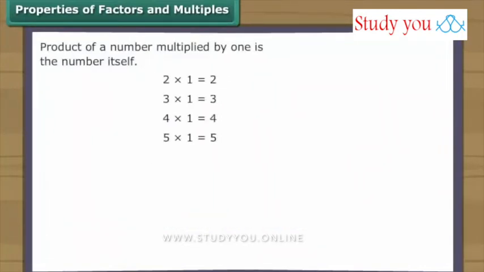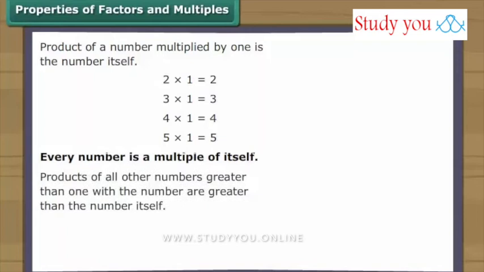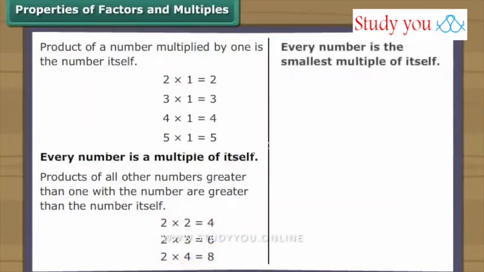Product of a number multiplied by 1 is the number itself. For example, 2 into 1 is equal to 2, 3 into 1 is equal to 3, 4 into 1 is equal to 4, 5 into 1 is equal to 5. Therefore, every number is a multiple of itself. Products of all other numbers greater than 1 with the number are greater than the number itself. For example, 2 into 2 is equal to 4, 2 into 3 is equal to 6, 2 into 4 is equal to 8. Therefore, every number is the smallest multiple of itself.